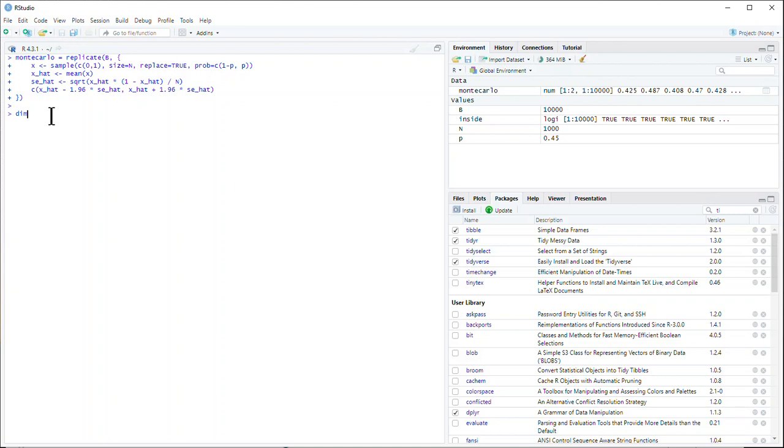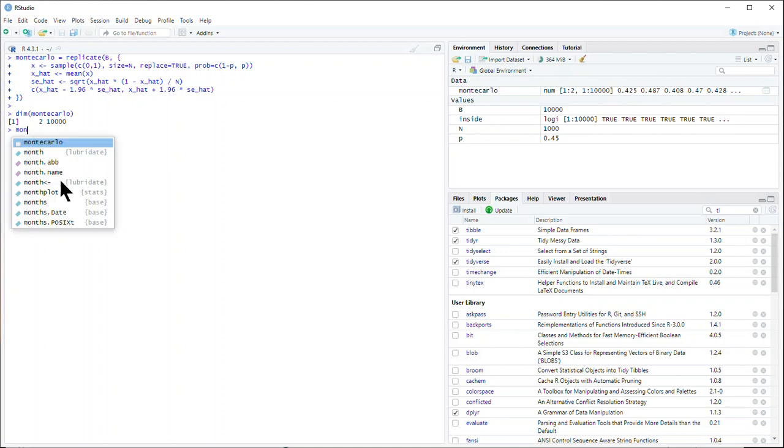So if I ask for the dimension of my Monte Carlo, I get 2 rows and 10,000 columns of data, and those are all the lows and highs. But I'm not real comfortable with my data looking like that. So I want to switch it. I want to transpose that thing, turn it on its axis. And so I have 10,000 rows and 2 columns, right? So my lows and highs line up nicely.